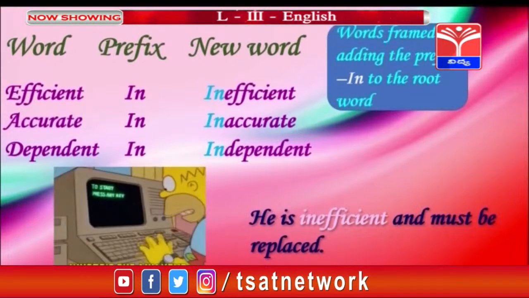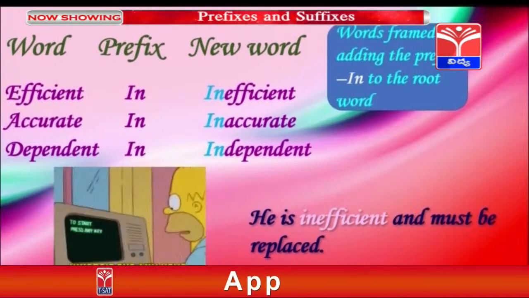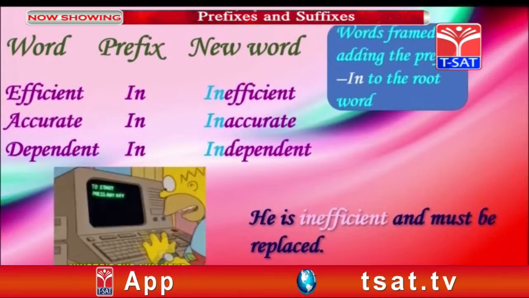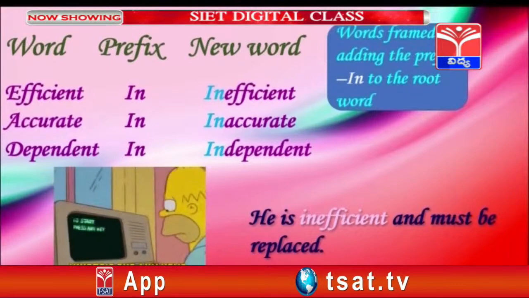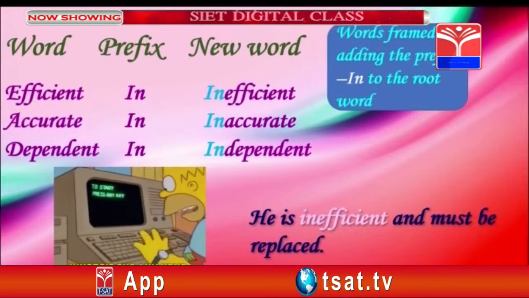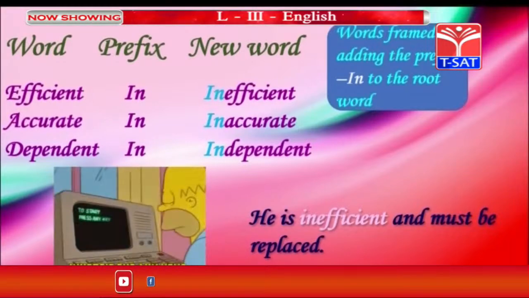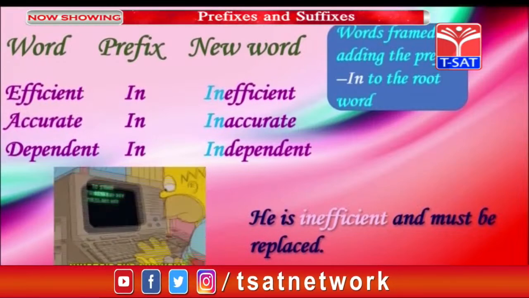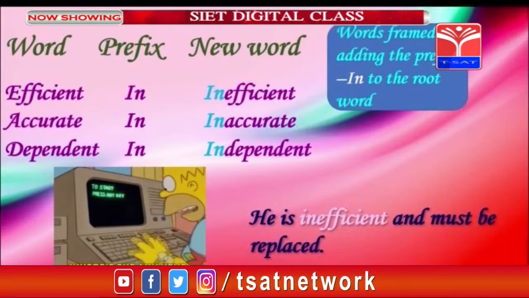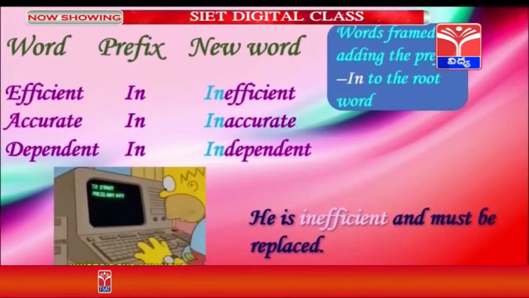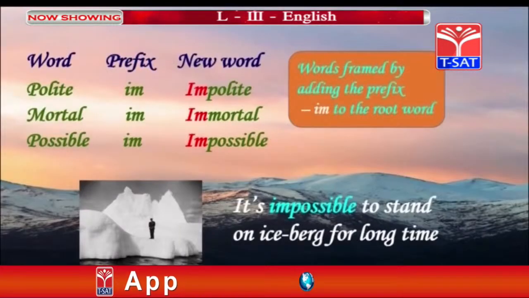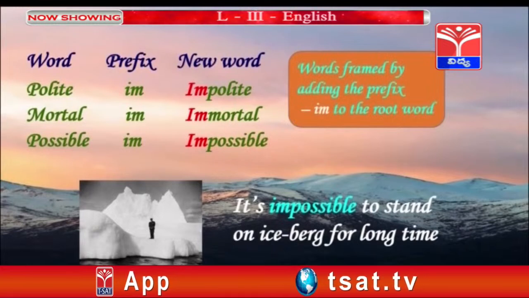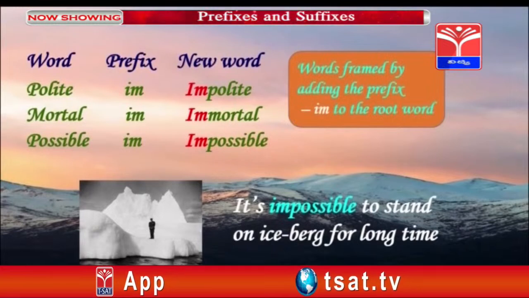If the root word is efficient, by adding the prefix in, the new word becomes inefficient. Likewise, the words accurate, inaccurate, dependent, independent. He is inefficient and must be replaced. Words framed by adding the prefix im to the root word.